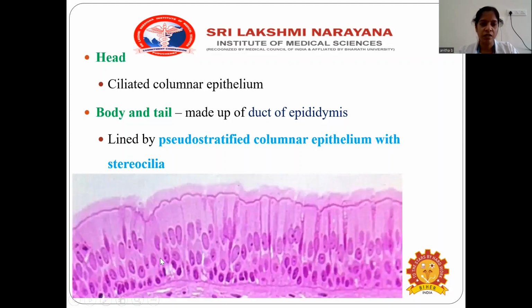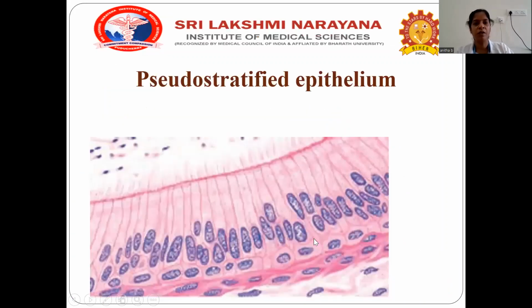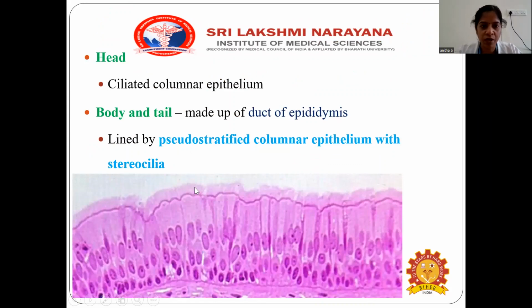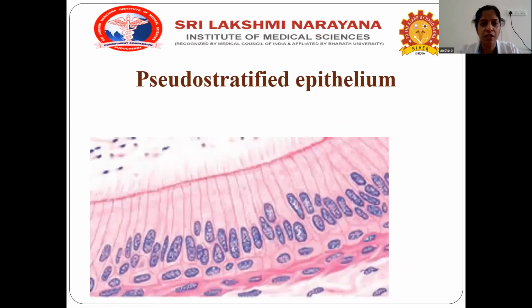So you can see it like this, pseudostratified. You can see the multiple nuclei, no? Actually this is a single layer only. Because of the position of the nuclei, it looks like multiple layers. So that is called a pseudostratified columnar epithelium. So this is the pseudostratified columnar epithelium with stereocilia. Here you can see some projections, these are the stereocilia, hair-like processes. Here also you can see. You can see small, minute stereocilia.